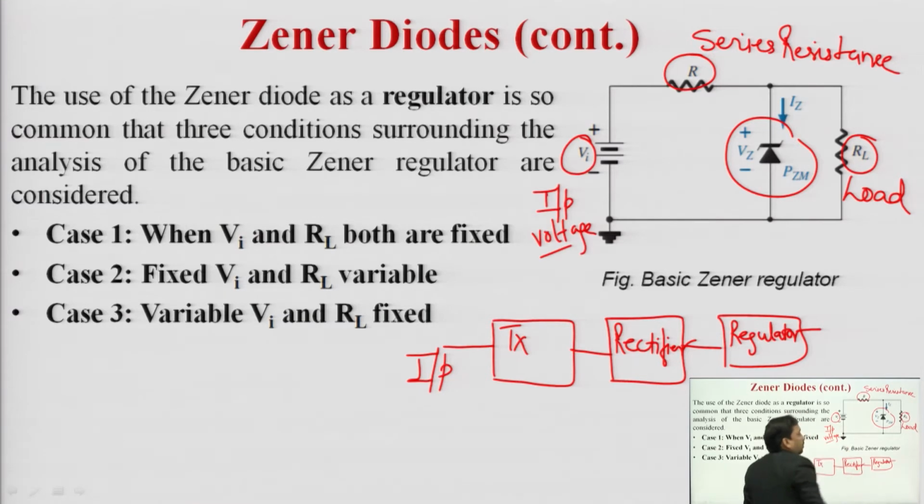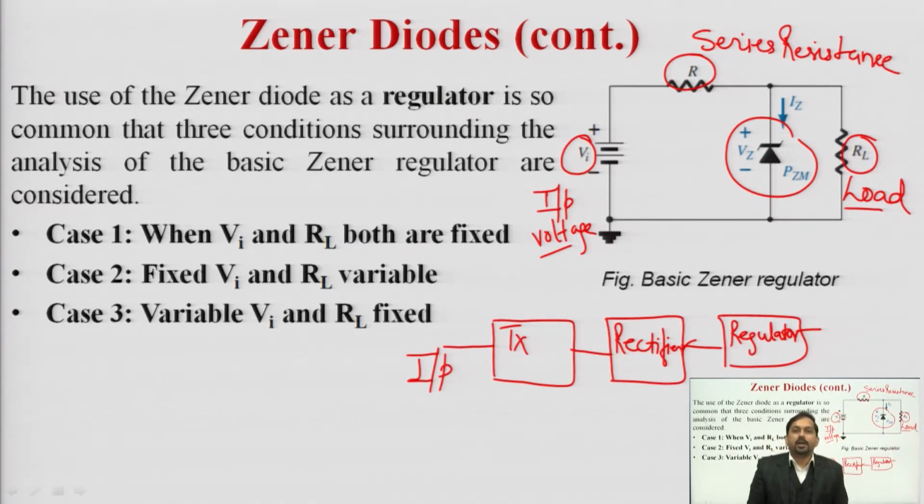Depending upon the input voltage and load, we have three cases. The first case is the simplest one, in which the input supply applied to the circuit is fixed, and the load connected to the output is also fixed. This is the easiest case. The second case is when Vi is fixed, meaning the input voltage is fixed, and the load is variable.